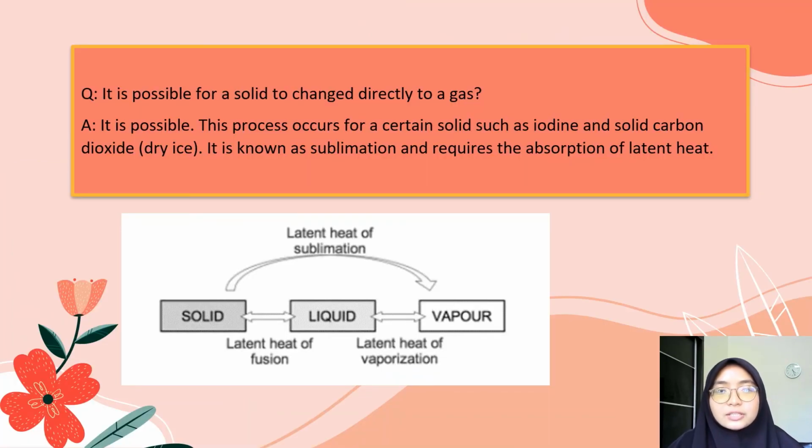The next question that I have prepared is: is it possible for a solid to change directly to a gas? The answer is, it is possible. This process occurs for certain solids such as iodine and solid carbon dioxide, which is also known as dry ice. This process is known as sublimation and requires the absorption of latent heat. So the process name is sublimation, which changes the phase from solid to vapor.